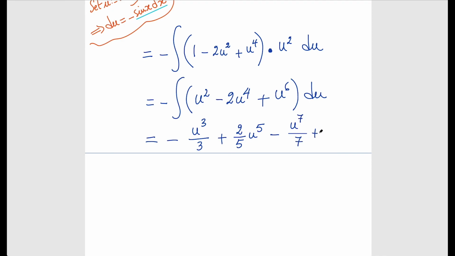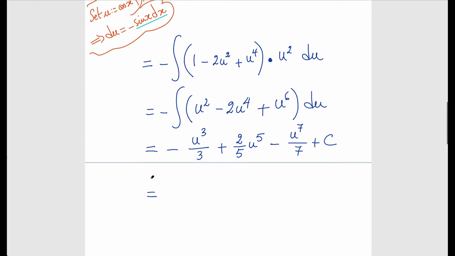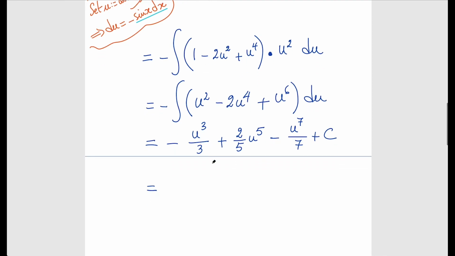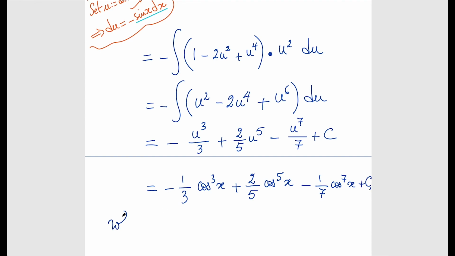Plus a constant of integration, let's call it c. Now back to what u means to the problem. U means cosine x, so that becomes negative 1/3 cosine cube x plus 2/5 cosine to power 5x minus 1 over 7 cosine to power 7x plus c, where c is an arbitrary constant.